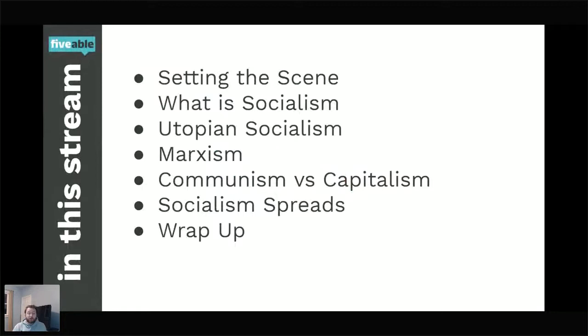I want to talk about what Europe looks like at the start of the 1800s and how that's going to impact the century. And then we'll just do a general, what is socialism, and then utopian socialism after that. So we'll talk a little bit about the first real form of socialism that we see in Europe. And then, of course, Marxism we'll spend some time with and dig into Karl Marx and Friedrich Engels, and then communism versus capitalism, socialism, how it spreads throughout Europe, and then we'll do a quick wrap up. So that's what we're going to do.